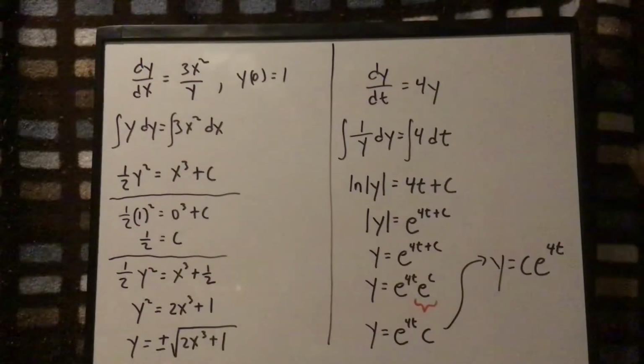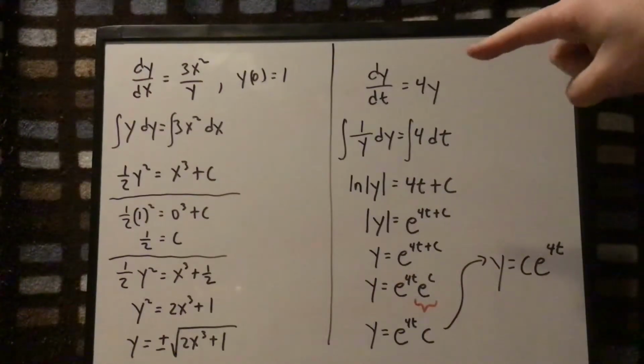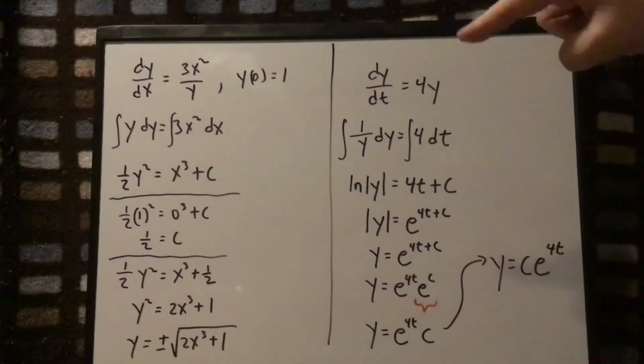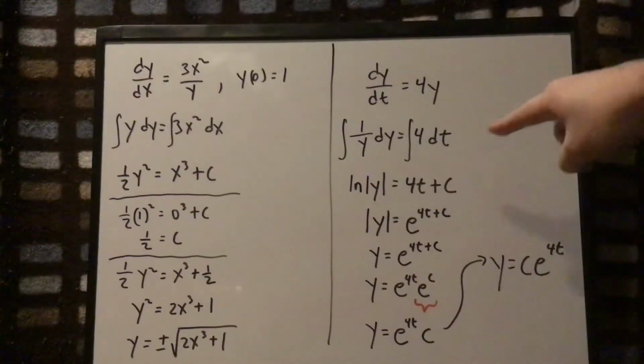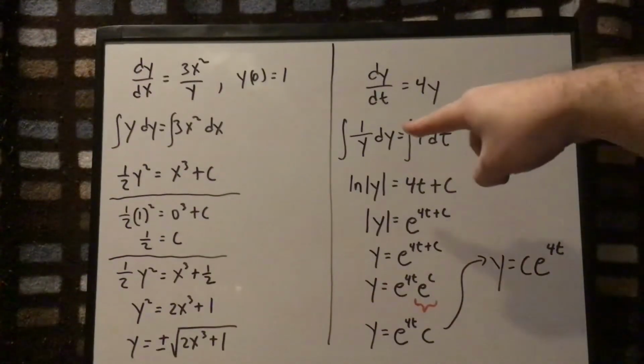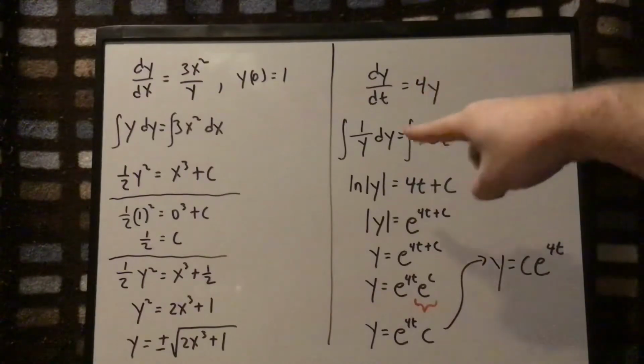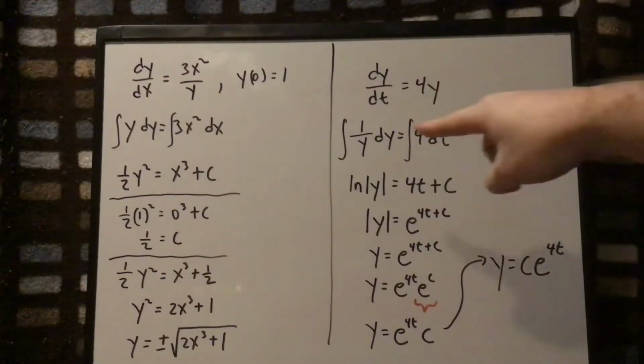Now you could have dragged that 4 over with it, but then you would have needed a u substitution for the integration. So what I would do to make your life as simple as possible when you're working with this is leave the number over on the other side and just move the y over. So I divided by y, multiplied over the dt, and then integrated.